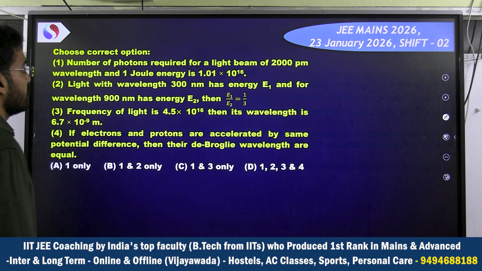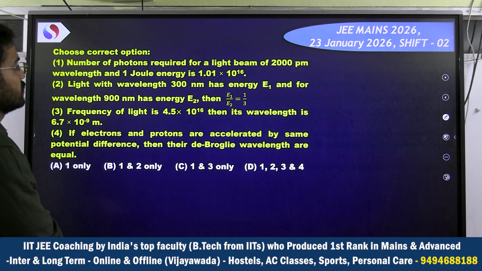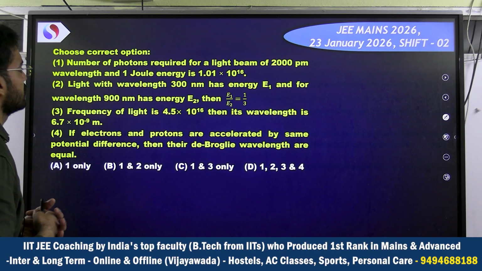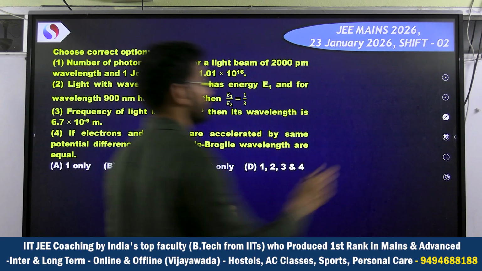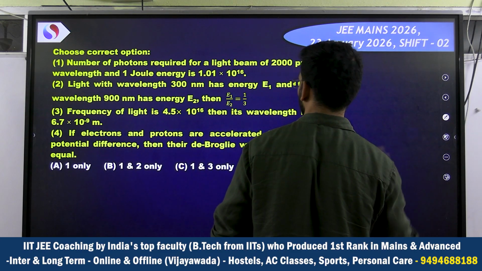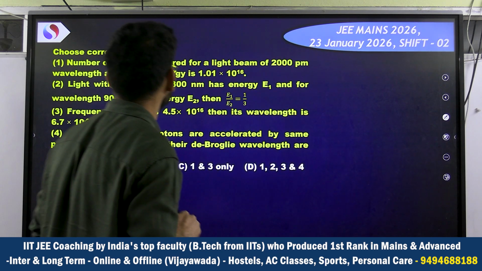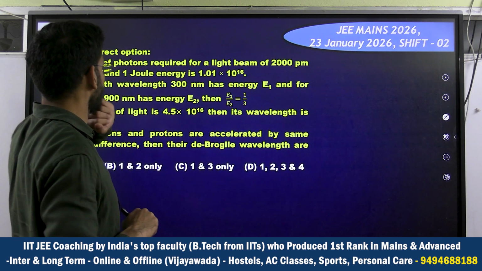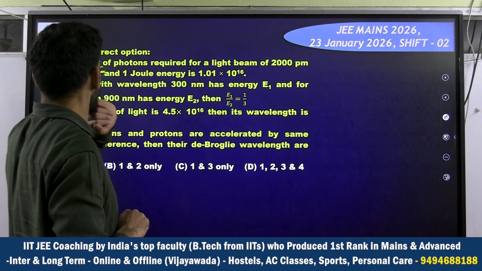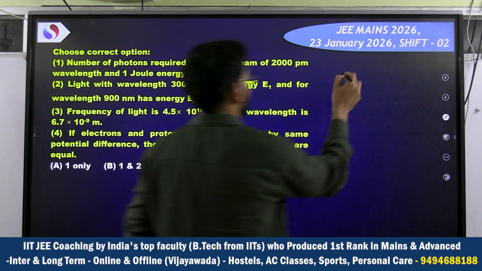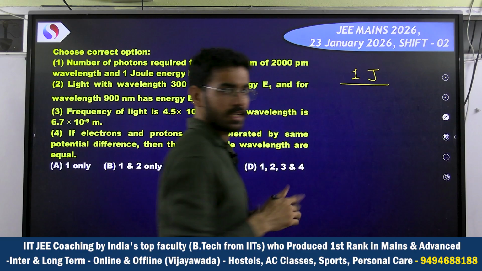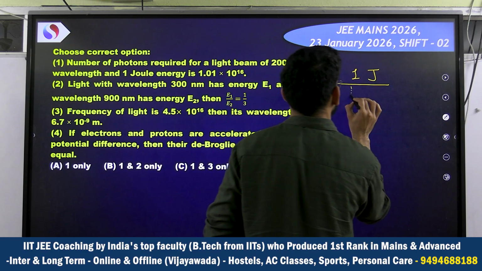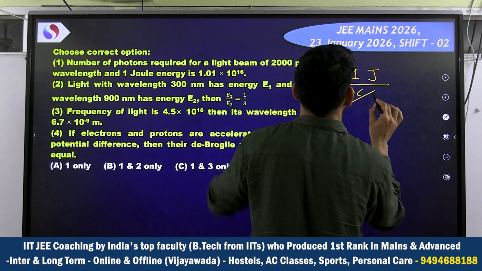Number of photons required for a light beam of 2000 picometer wavelength and 1 joule energy is. Okay, so correct statements you have to find out. So first statement, how will you say correct or wrong? For that, see, the number of photons should be this much for a light beam of this much picometer wavelength. So total energy is 1 joule, right? And 1 photon's energy is hc by lambda, right?